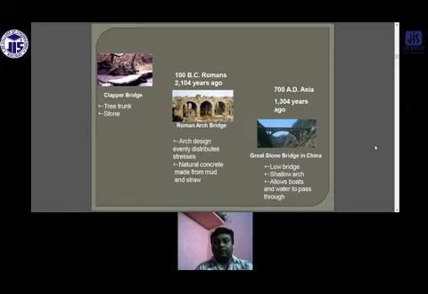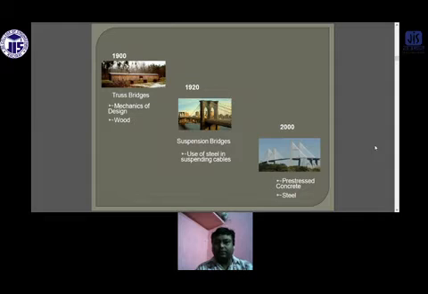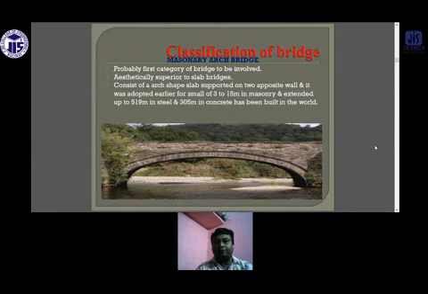That is the Roman Arch Bridge in the middle, and at the right side is the Great Stone Bridge of China. These are some truss bridges, suspension bridges, and pre-stressed concrete bridges. So this is the development of bridges over time. Now, what is the classification of bridges? The first one is the masonry arch bridge. This is the oldest form of bridge, probably the first category of bridges.